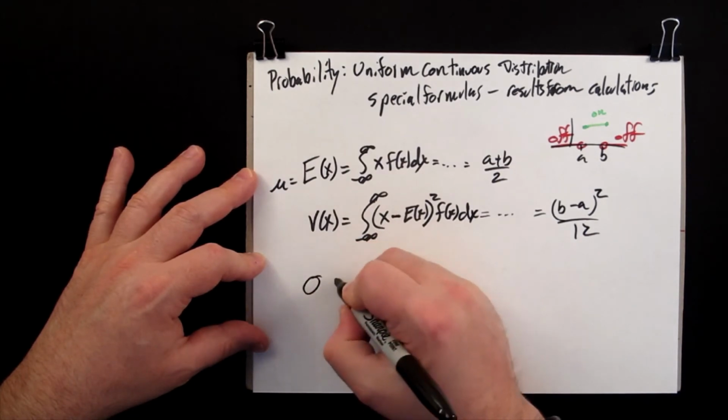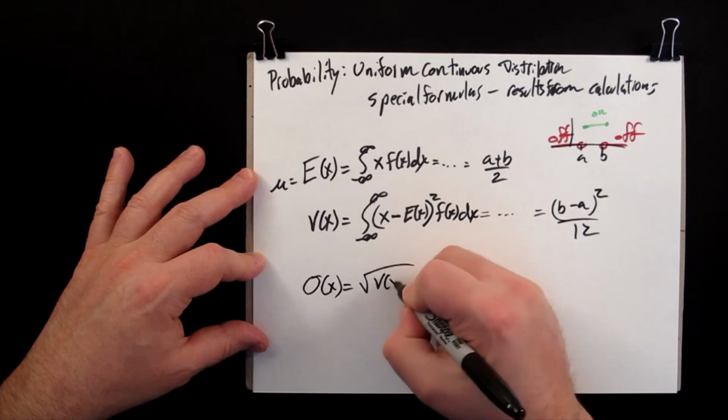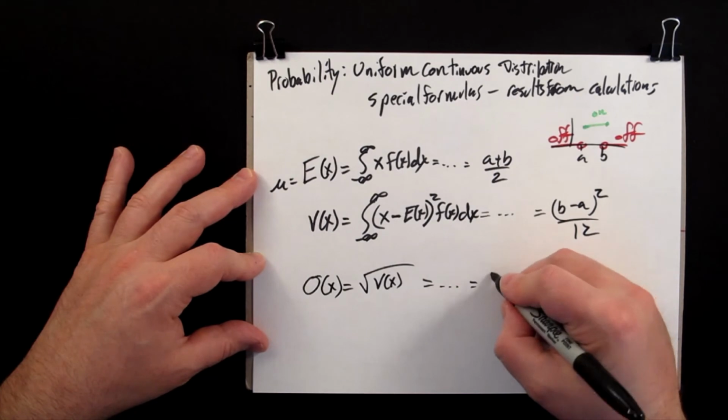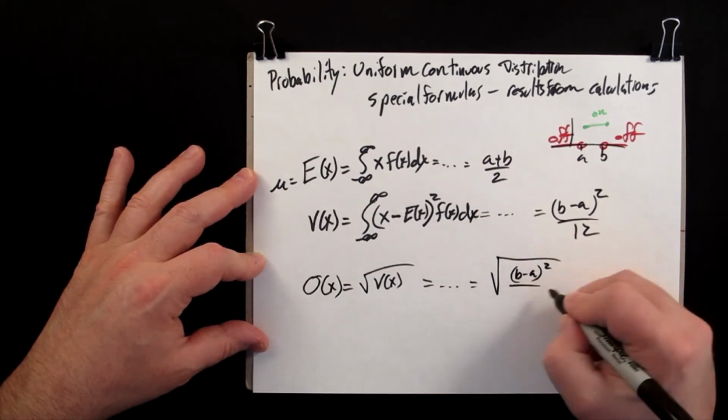And similarly, if you want the standard deviation, which remember is simply the square root of variance, in this case, because we have this formula for variance, it's simply the square root of b minus a quantity squared over 12.